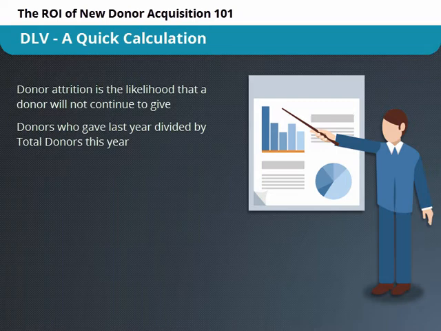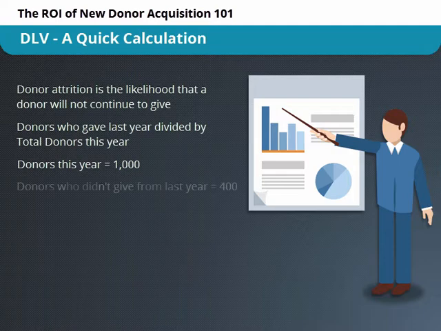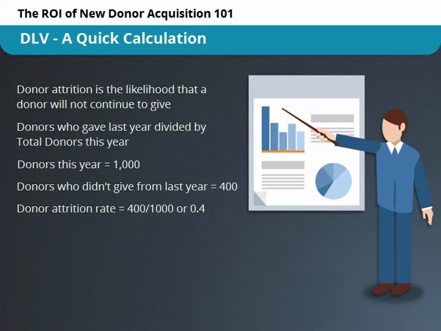Here's an example for calculating your donor attrition rate. You had 1,000 donors this year, but 400 donors from last year did not give. Your donor attrition rate is 400 divided by 1,000, or 0.4.